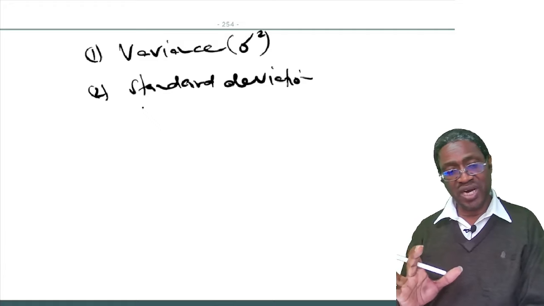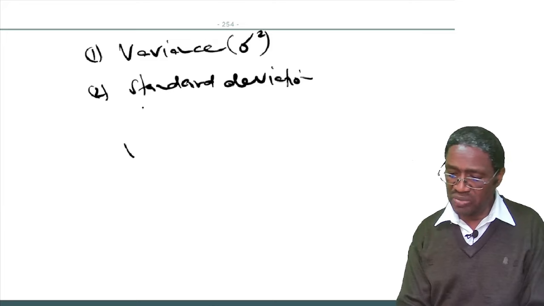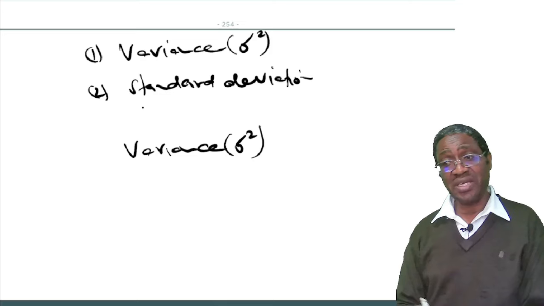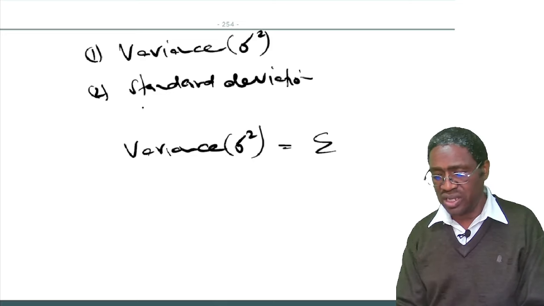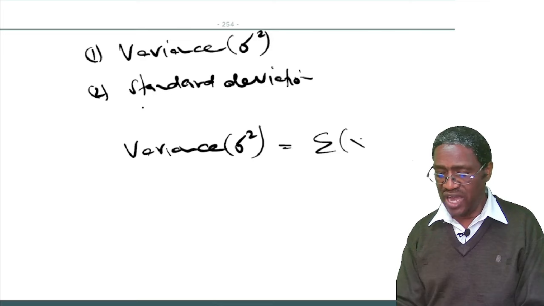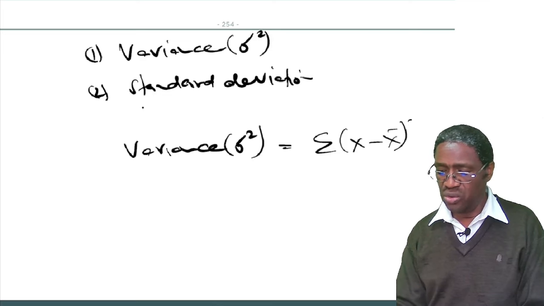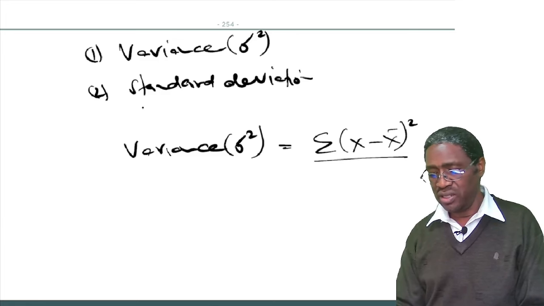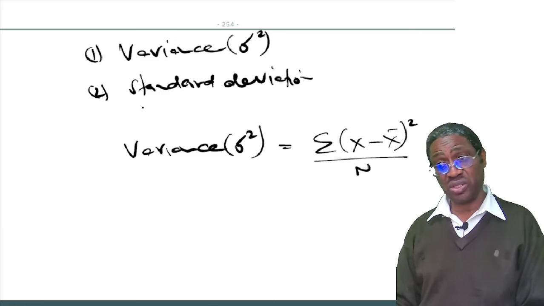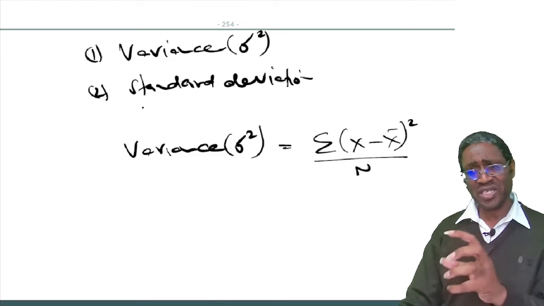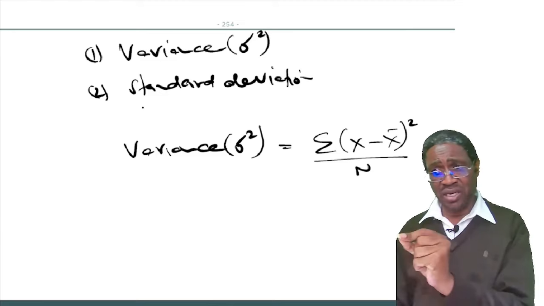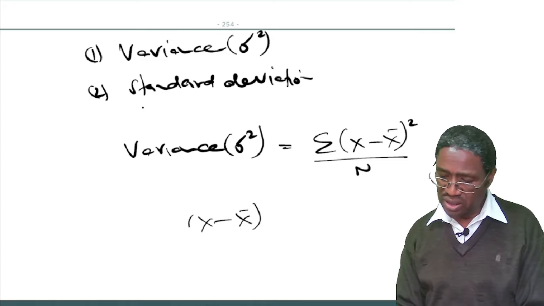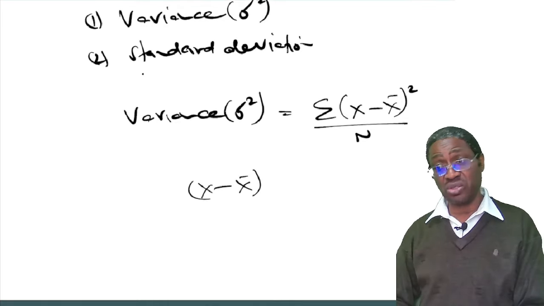How do we calculate the variance? To get the variance, theta squared, don't write, we shall be taking the summation of x minus x bar, you get the square of that, okay? Then you divide that by the number of observations. Listen. So I'm first getting x minus x bar, this symbol, x minus x bar, that represents the deviation.